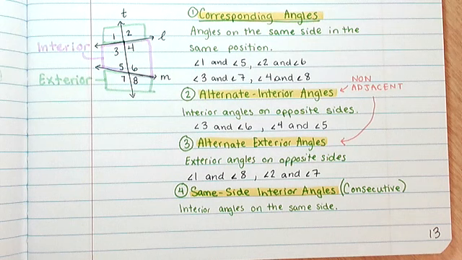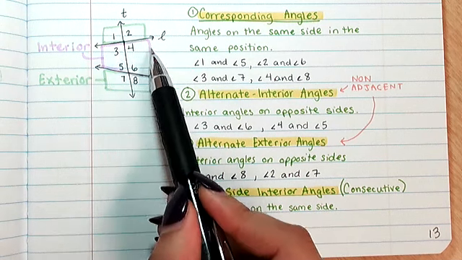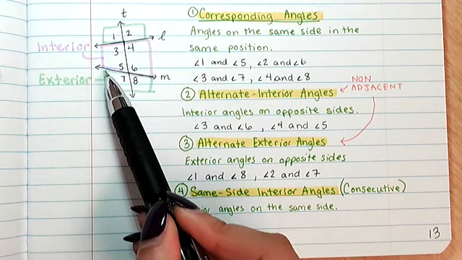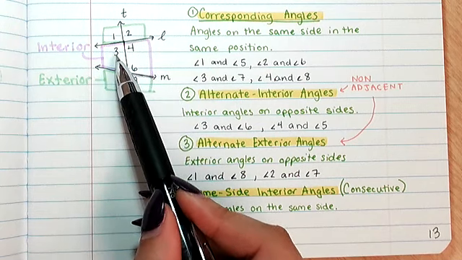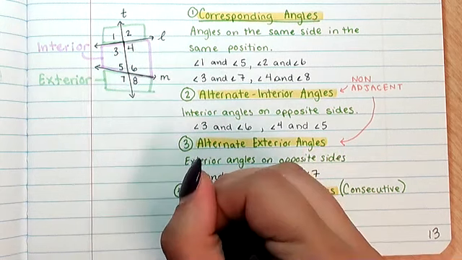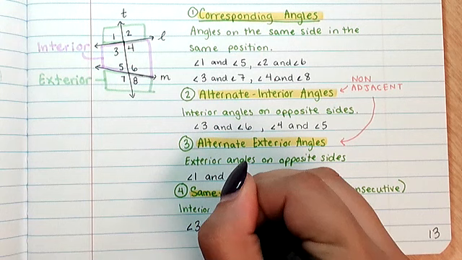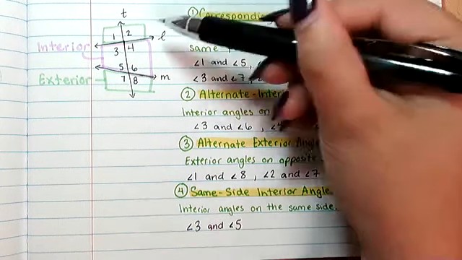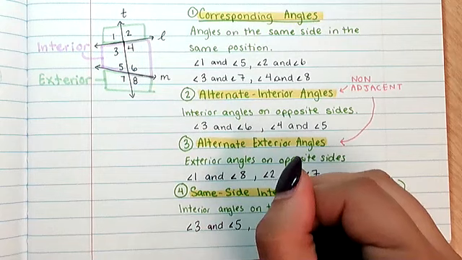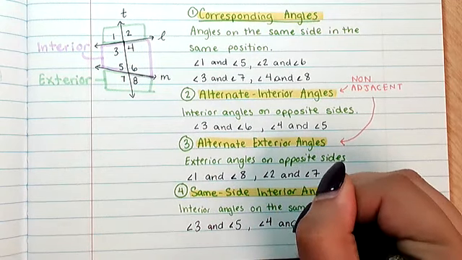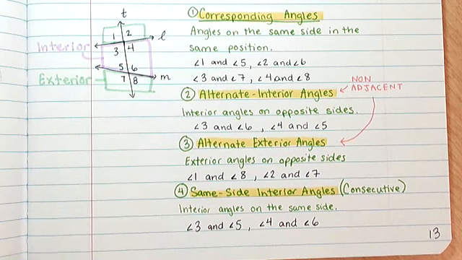So, final set of examples. Same side interior angles on the same side. We're working in the purple again, that's our interior. And I want ones that are on the same side. So 3 and 5 are on the same side. And 4 and 6 are on the same side. And that's it. We've identified all the different angles formed by transversals.